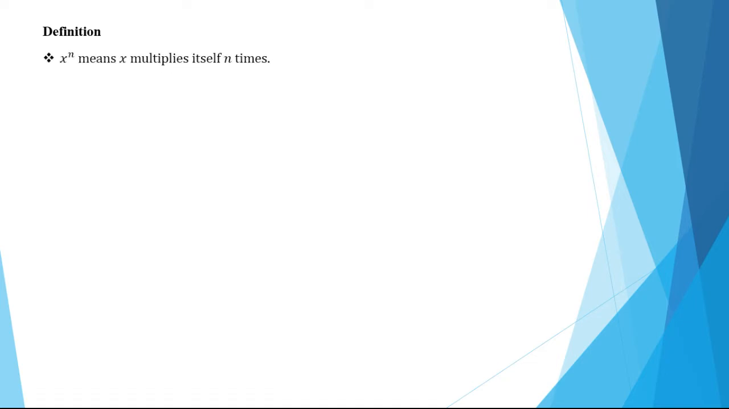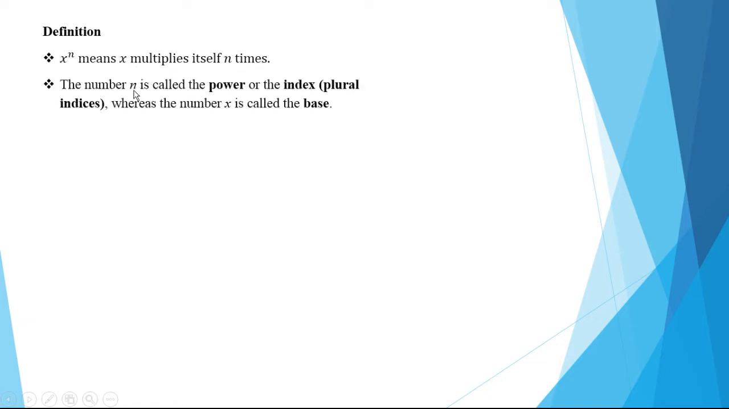What is index notation? Index notation is whereby you've got a number raised to a certain power. So this is read as x to the power n, and it means x multiplies itself n times. So the number n is called the power, or the index, plural indices, whereas the number x is called the base. Okay, we call it the base.